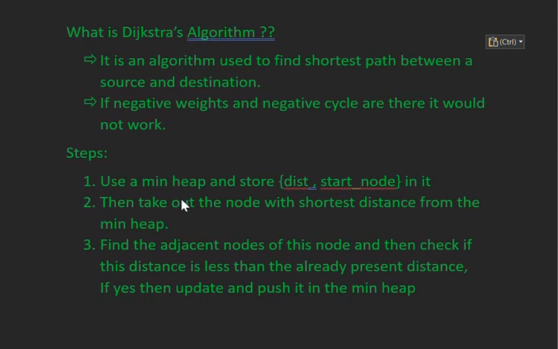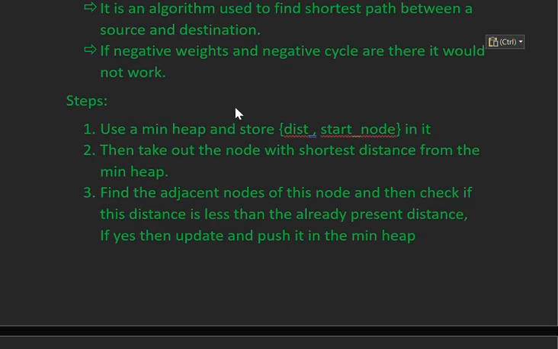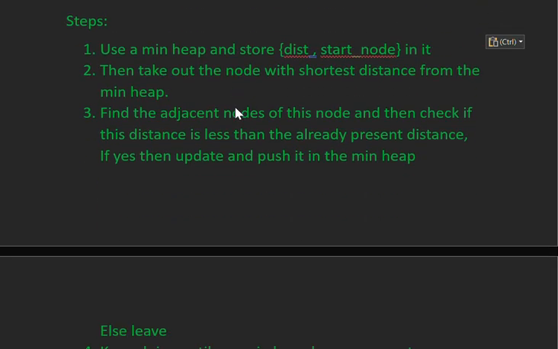Next, what is Dijkstra's algorithm? Dijkstra's algorithm is basically used to find the shortest path between a source and a destination. It will not work if negative weights or negative cycles are present in the graph. In this we use a min heap, and in that min heap we store the distance and node, and then we take out the node with the shortest distance. The min heap returns the node with the shortest distance.